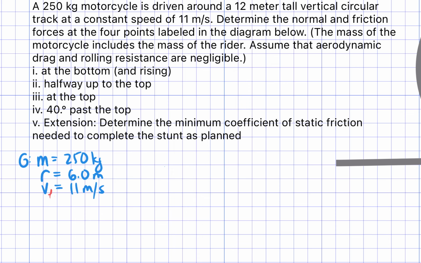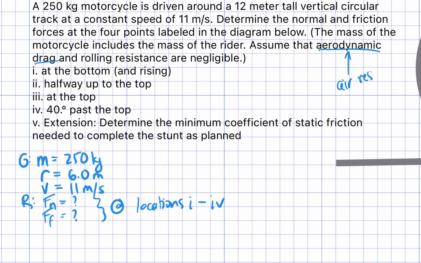Okay, determine the normal and the friction force at all of these various locations around the circle. Okay, assume that the mass of the motorcycle includes the mass of the rider, and aerodynamic drag and rolling resistance are negligible. So we never talk about aerodynamic drag. That's just referring to the air resistance, and then rolling resistance is not something we've talked about at all. So don't even worry about that at the moment.